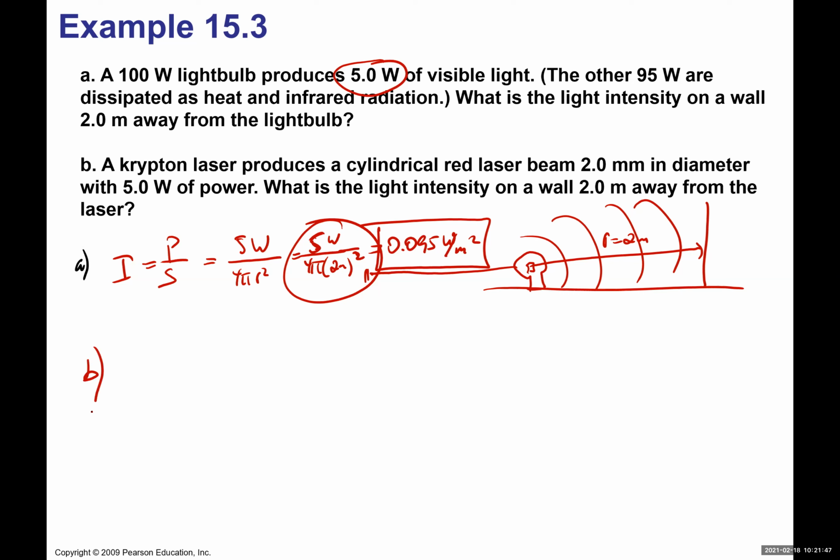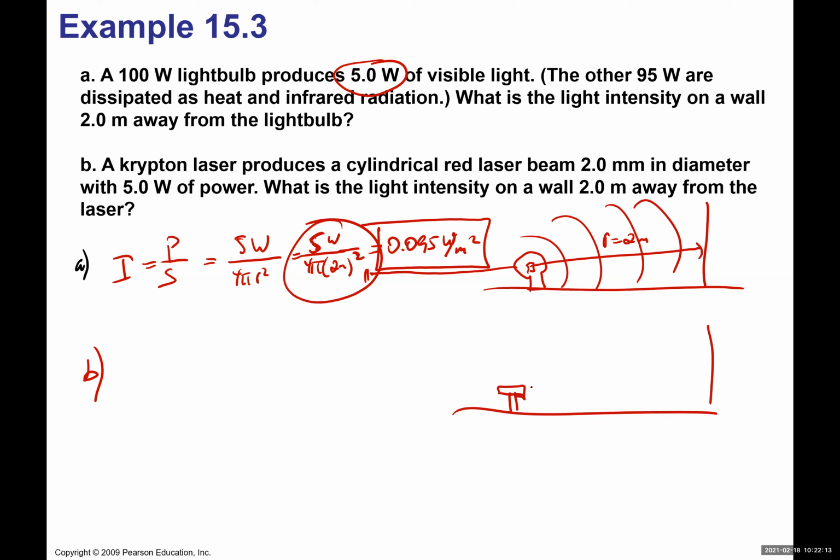Let's look at part B. It says a krypton laser produces a cylindrical red laser beam 2 millimeters in diameter with 5 watts of power. What is the light intensity on a wall 2 meters away from the laser? Okay. So one of the things we have here is this. Here's the wall, here's my source. So let's say here's a laser like this.